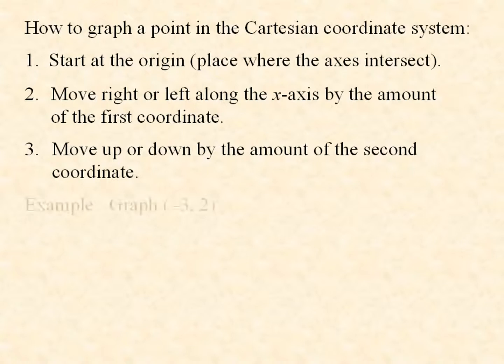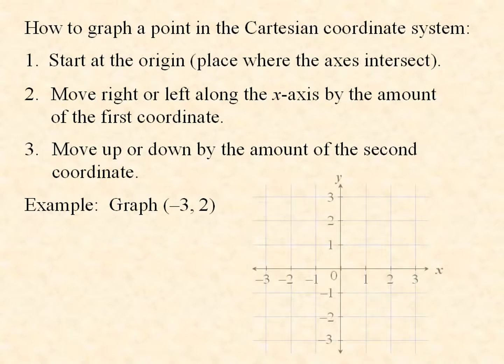This can be understood by way of an example. Suppose we need to graph the point (-3, 2). We pull out some graph paper, and we start at the origin. Then we move left 3 units because x is -3. And after we've done that, we move up 2 units because y is 2. So you always move left or right first, and then move up or down.